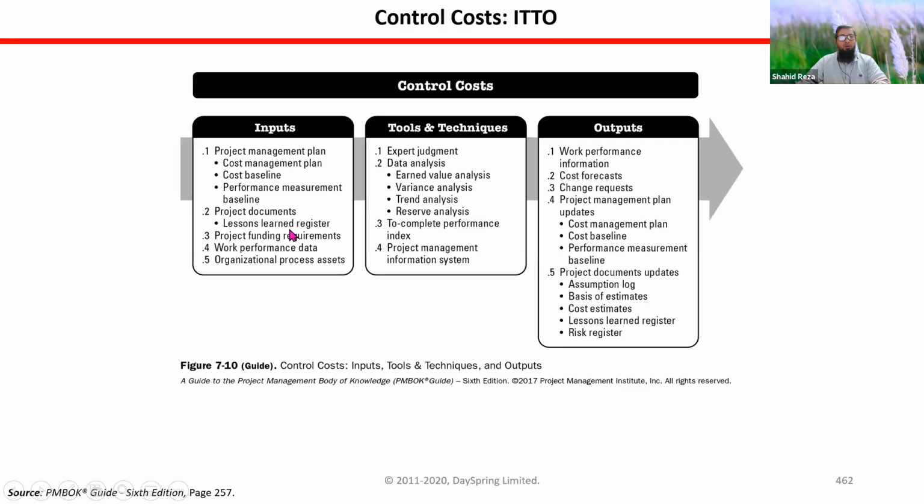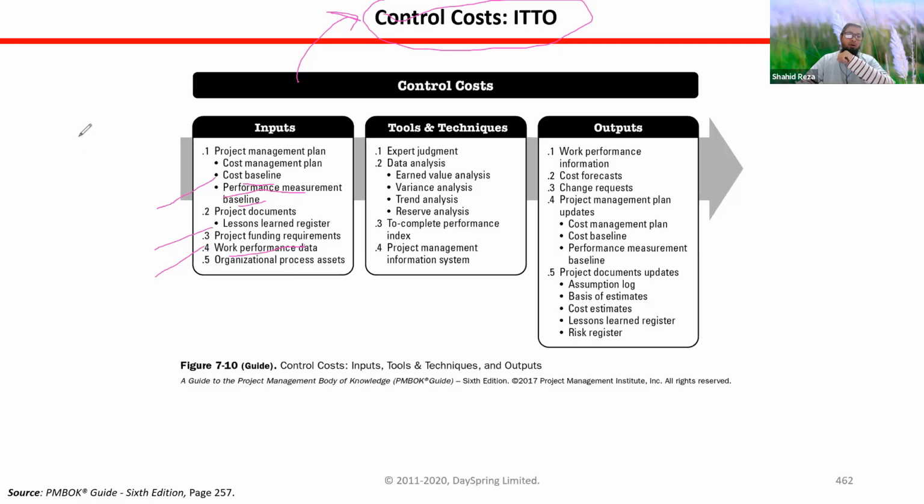All right, so control cost, if you see, what is the main input? Cost baseline is the main input, right? And the performance measurement baseline also combines all baselines, and also any KPI set by your organization or by your sponsor. Then the lessons learned register. A lot of lessons you will learn, because control cost generally happens later in the project. Work performance data. In all the control cost processes, generally we will see work performance data as input. This data is talking about cost related data and information.